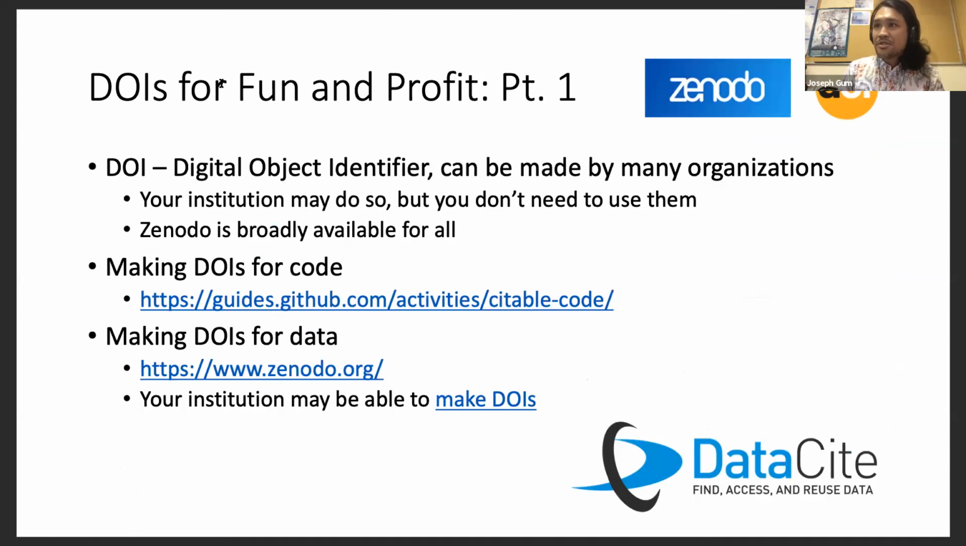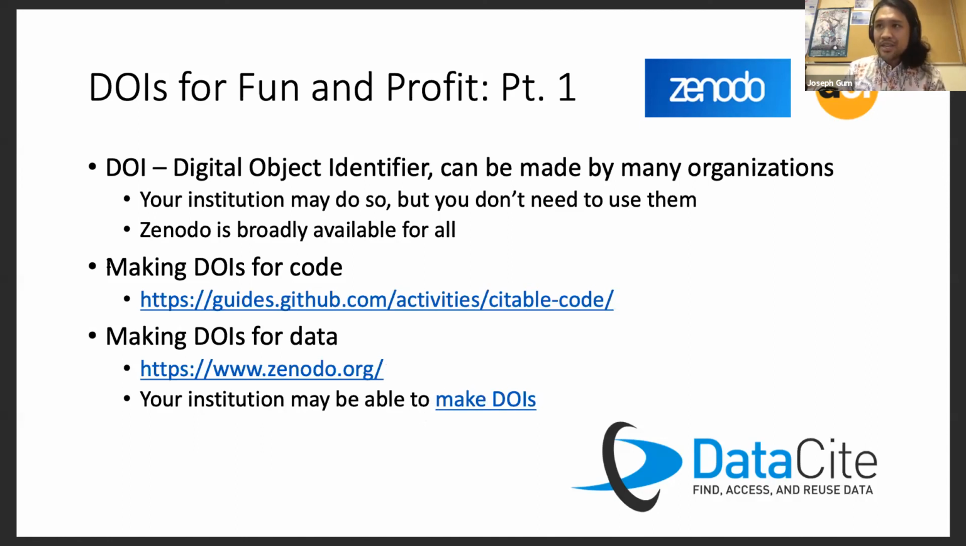And then you can make DOIs. You can make DOIs for code and you can make DOIs for data. It was previously mentioned, Zenodo. You can use that, that's run by CERN. Your institution may be able to make DOIs separately. Not every institution can. There are only a few institutions that do that. So if they don't have some special license to print DOIs, just go to Zenodo.